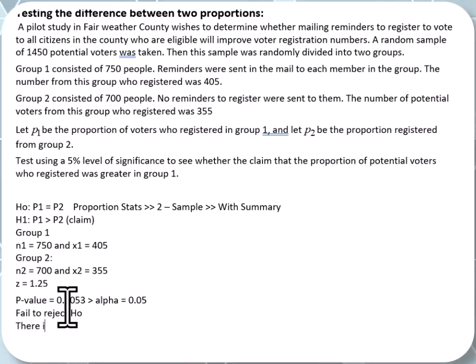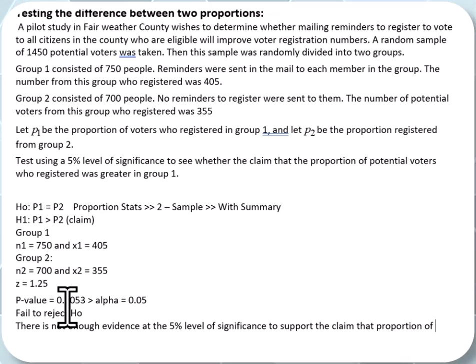So you say there is not enough evidence at the 5% level of significance to support the claim that the proportion of voters who registered was greater in group 1. That concludes the question.